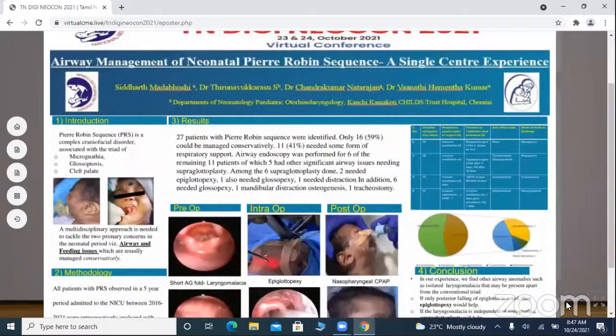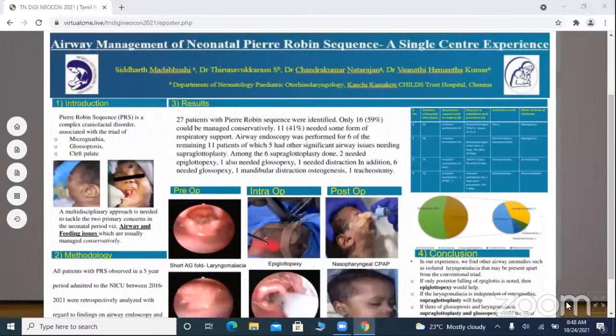Good morning, everyone. The poster I'm presenting today is our experience in managing airway in neonatal Pierre Robin sequence. Pierre Robin sequence, as we know, is a craniofacial disorder which is usually associated with the triad of micrognathia, glossoptosis, and cleft palate. The management would of course not be limited to the neonatal period, but extends into the pediatric age group, where significant follow-up is required, but only for a small number of individuals.